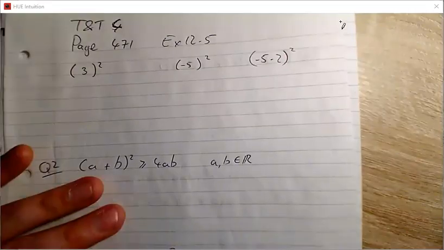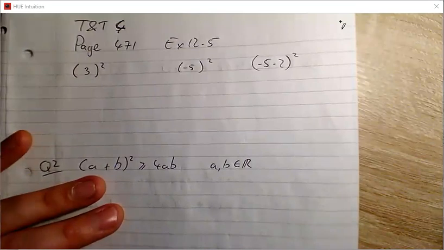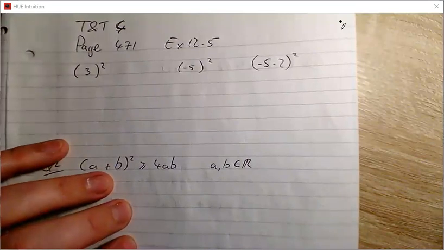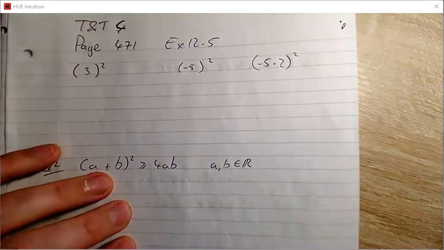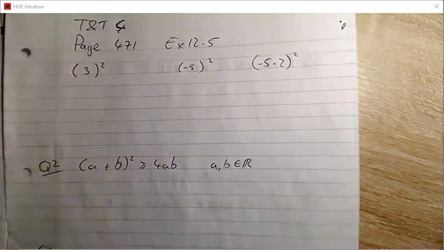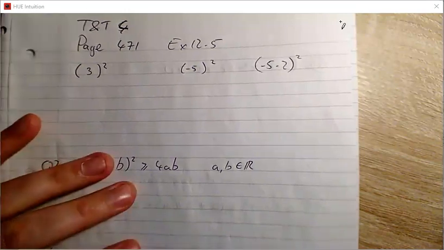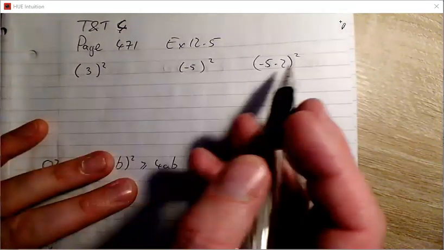Hi guys, we're looking at text and test 4, page 471, exercise 12.5, sorry. All of these are inequality proofs to show that one thing is greater than another, or greater than or equal to. And a lot of them are based around this idea that any number squared will be positive.